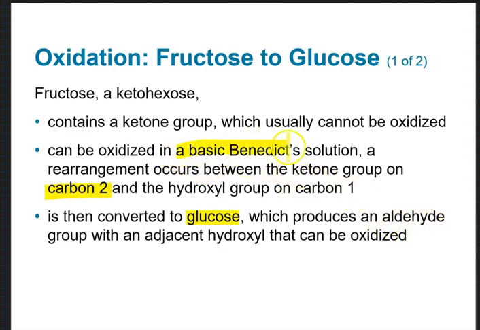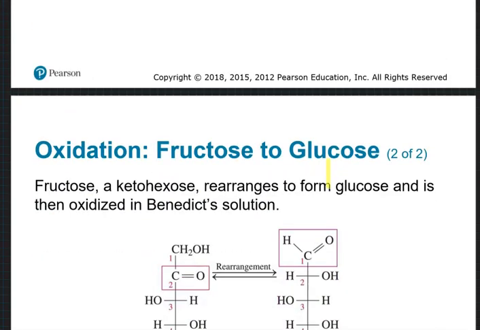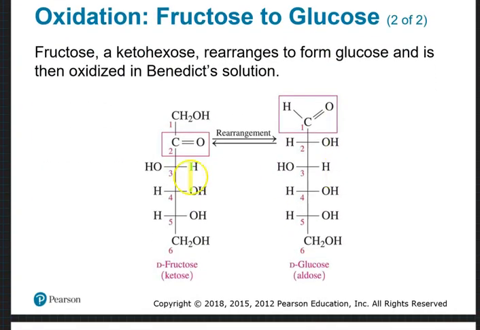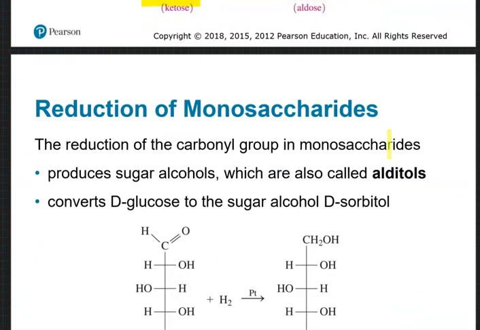So, and that's important, that can happen only in the presence of base, only with relatively high pH. Okay? So this is what happens. On the left, you can see D-fructose, a ketose. On the right, you see the glucose, which is an aldose. Now, the aldose at this point can be oxidized by copper to gluconic acid.